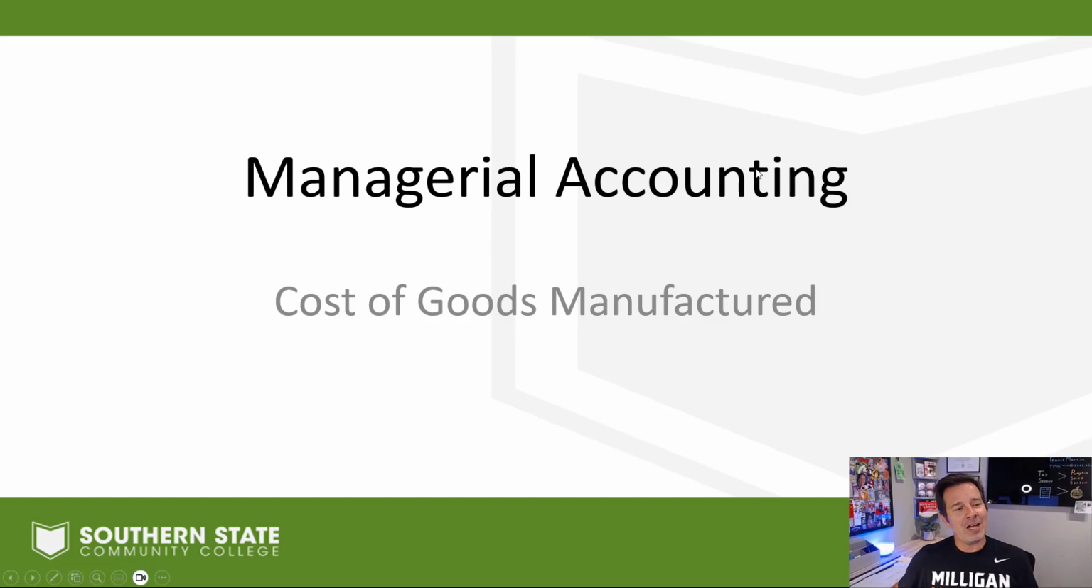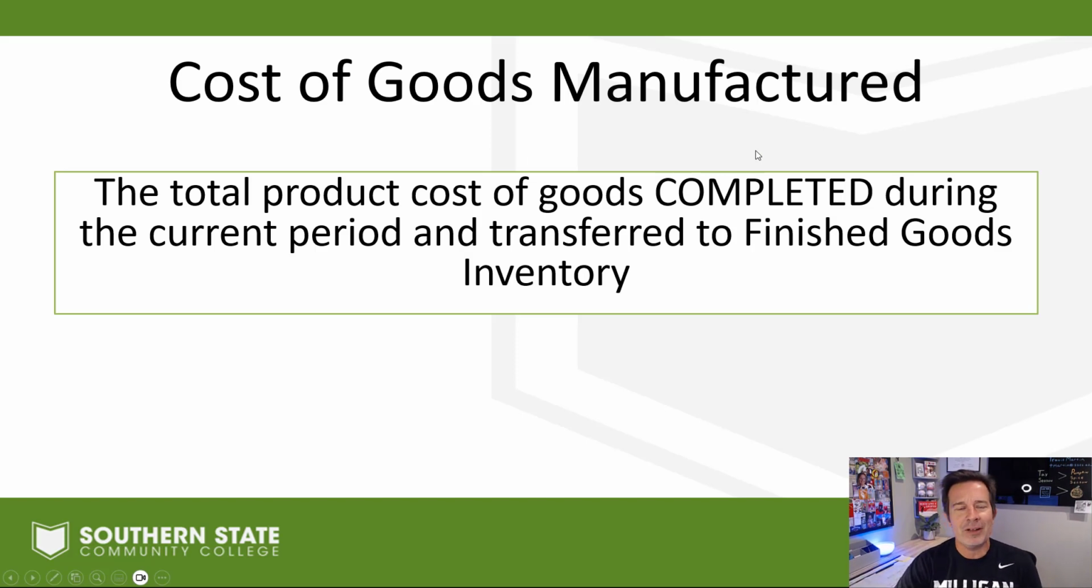So our definition, cost of goods manufactured, what are we talking about? We're talking about the total product cost of goods completed during the period. And then we're going to take that total cost of goods that we have completed and transfer it out to finished goods inventory. And so you hear that phrase total product cost.